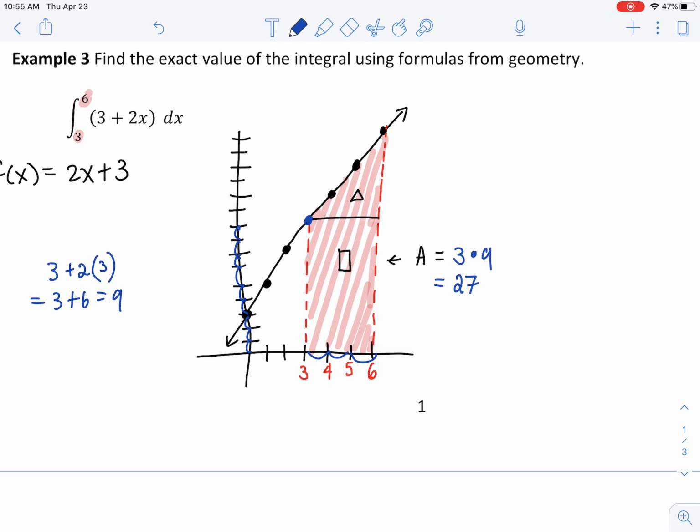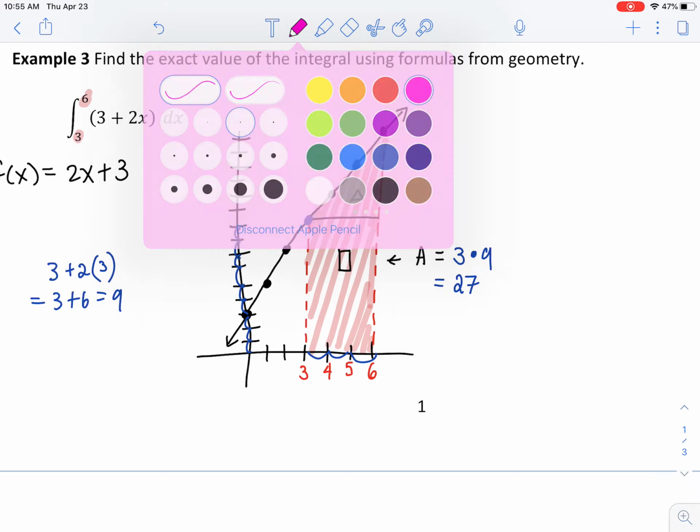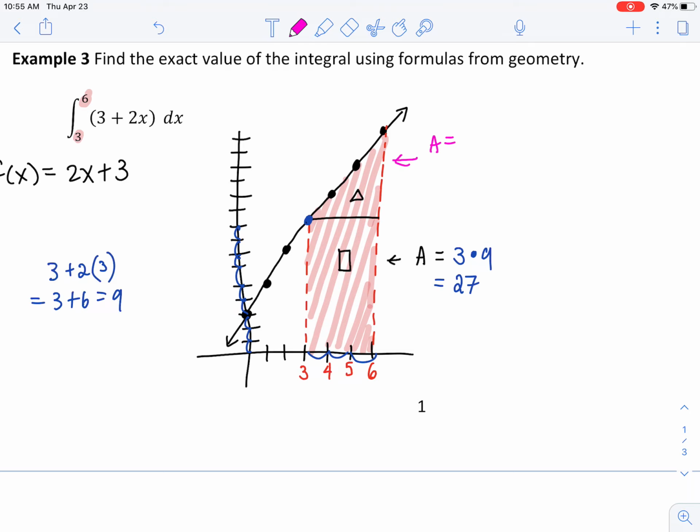But if I didn't have such a beautiful picture, I can still figure out the y value of that point by plugging in 3 into the function. 3 plus 2 times 3, that's going to be what? 3 plus 6, 9. So just like how I counted it. You can plug your values into your function to find the y values. I got the area of the rectangle to be 27. Now I can find the area of this triangle. Area is equal to 1/2 times base times height, right?